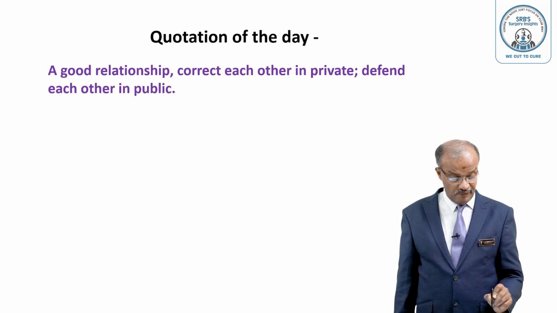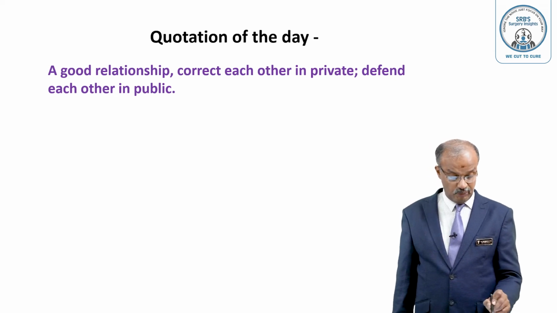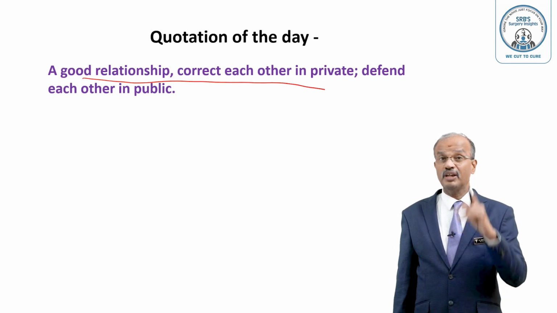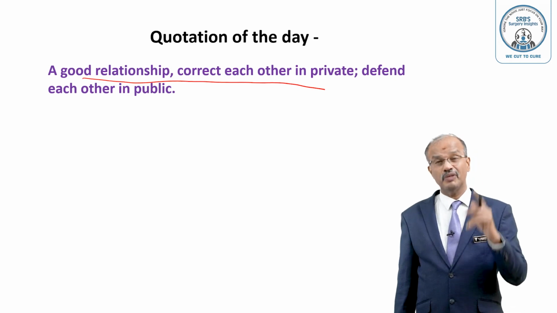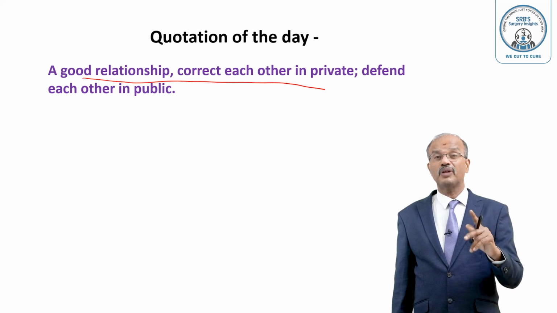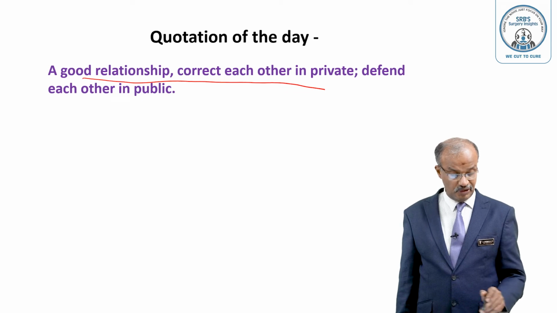Quotation of the day is: in a good relationship, correct each other in private, defend each other in public. So if you have a good friend, they correct you in private, not in public. And in public, they will defend you. Even if you have made a mistake, they will support you and say it is okay. But in private, they will correct you: what you have done is wrong, but get it rectified. That is exactly the meaning of this one.